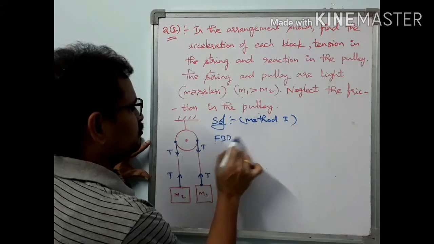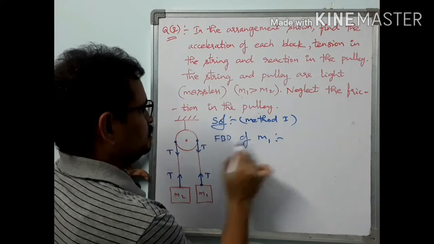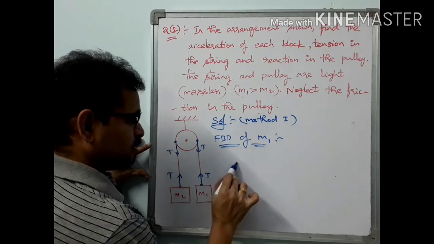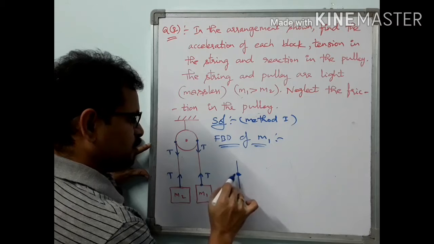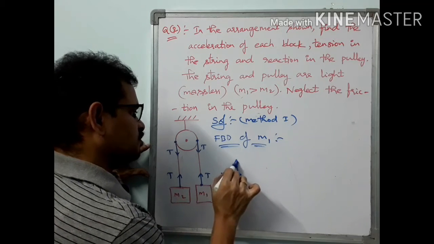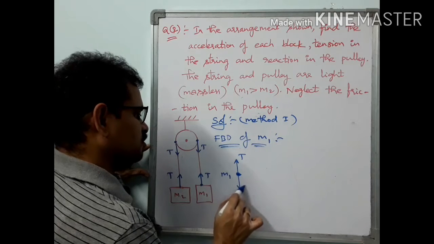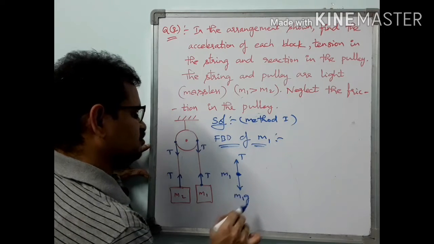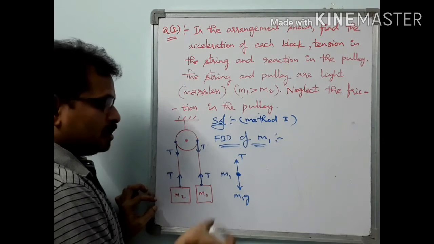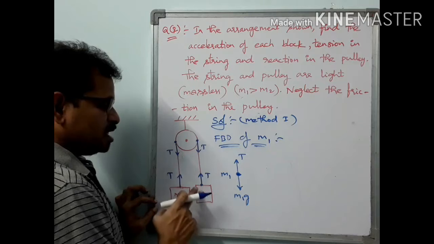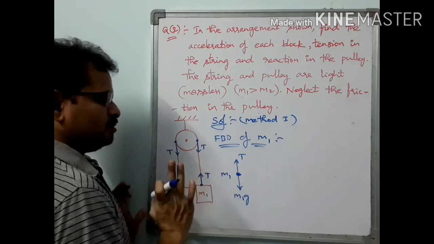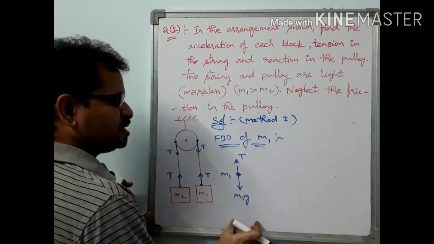So, FBD of M1. Let me take this M1 here. Shall I take it as a point mass? Yes, let me take this as a point mass. This is M1. What are the forces acting on M1 now? Upward force tension T, downward force M1G, the gravitational force. Is any other force there? Gravitational force is a non-contact force and acts on every body. We have to draw that. This block is in contact only with this rope, so only this force is acting on it. So the upward force is T, the downward force is M1G.